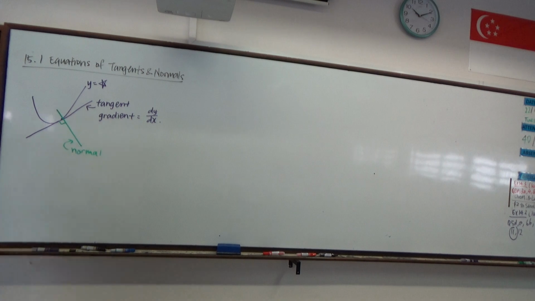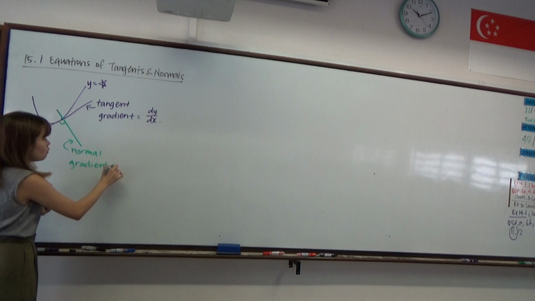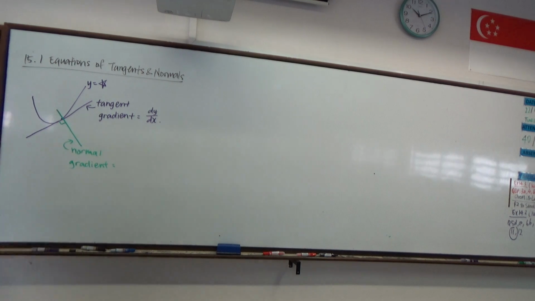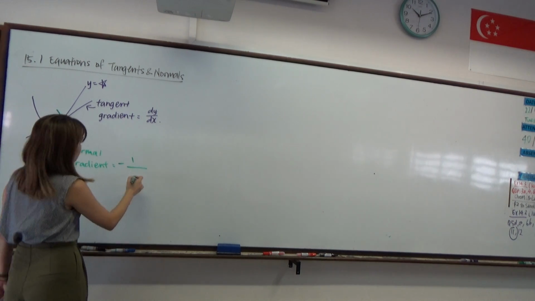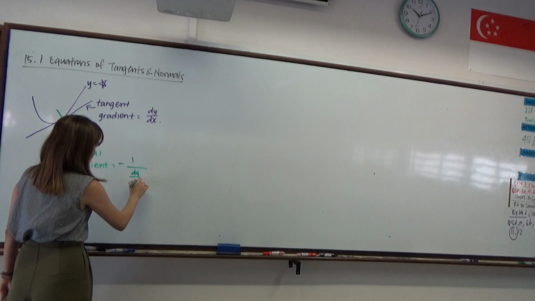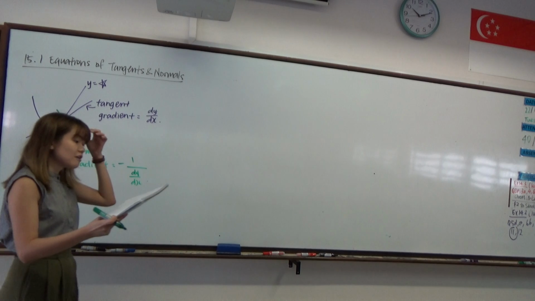So this will mean that the gradient itself, what will the gradient of the normal be? How is it related to the tangent? It is negative 1 over the gradient of the tangent, right? So this was what we have learned about tangents and normals. So today we are going to look at the derivative itself.